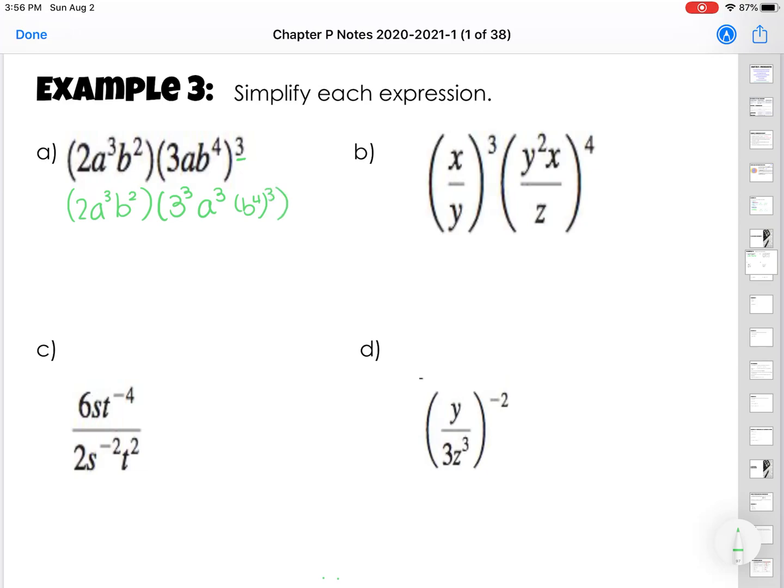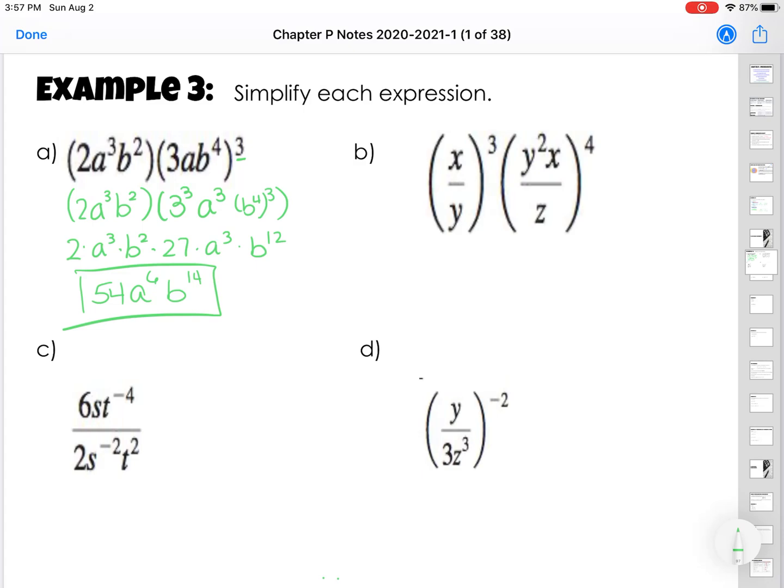Okay. So really I have that 2 times a to the third times b squared. 3 to the third is 27, a to the third, and that became b to the 12th. And then we are just doing all multiplication here. So 2 times 27 is 54. A to the third times a to the third, I add those exponents. So I get a to the 6th, and the b is the same thing, I'm going to add and get 14.